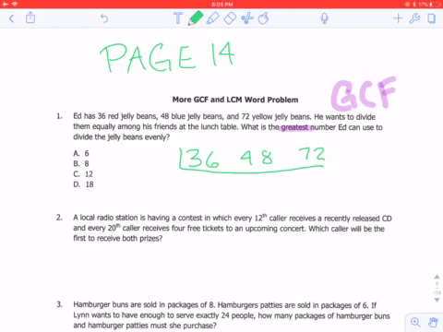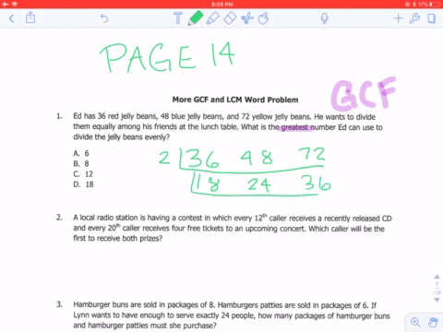So I like to start with my 2's. Maybe I'll start by dividing everything by 2. You might have chosen something else, but hopefully we'll get the same answer in the end. 36 divided by 2 is 18. 48 divided by 2 is 24. 72 divided by 2 is 36.